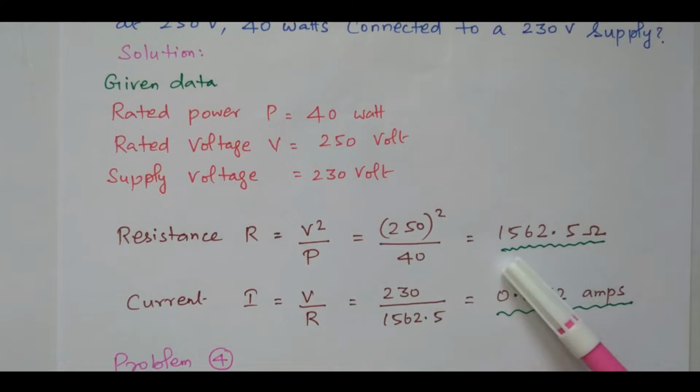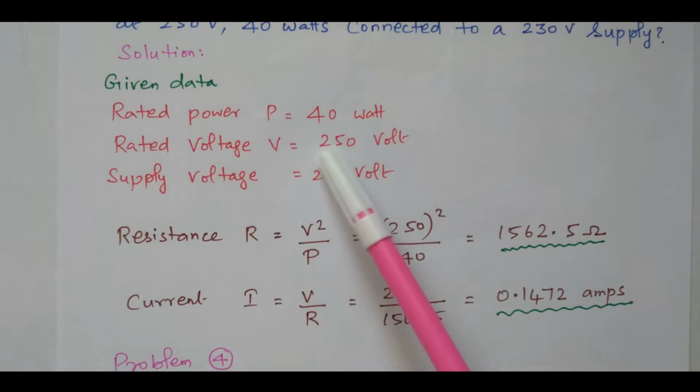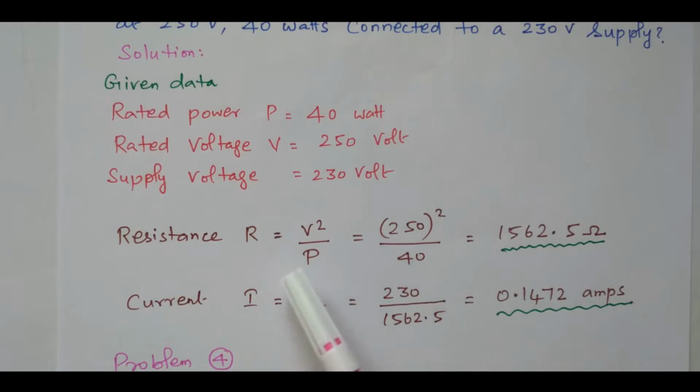So that is 1562.5 ohm. From the given data, power and voltage, we calculated the resistance of the lamp as 1562.5 ohm. So the power P equal to V square by R, from that R equal to V square by P. Now we have the value of resistance, and the supply voltage is already available, so from R and V we can easily calculate the current.